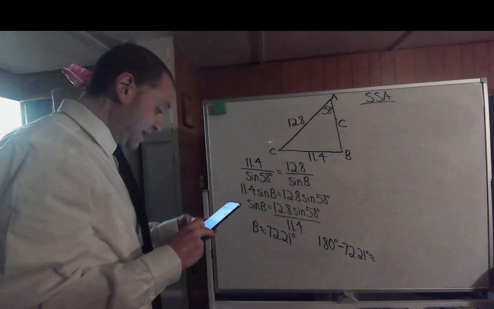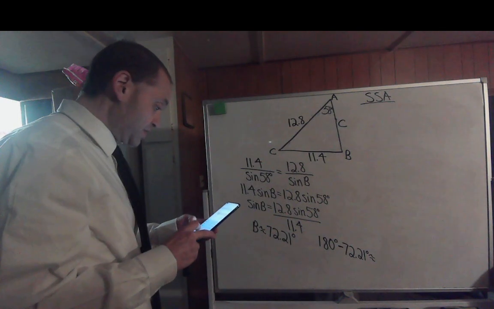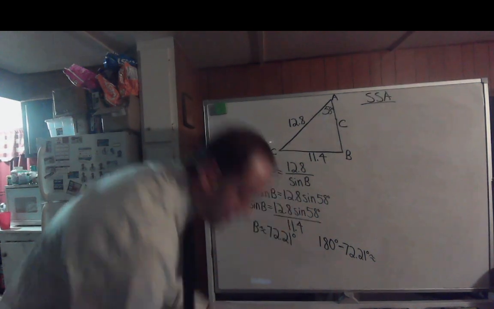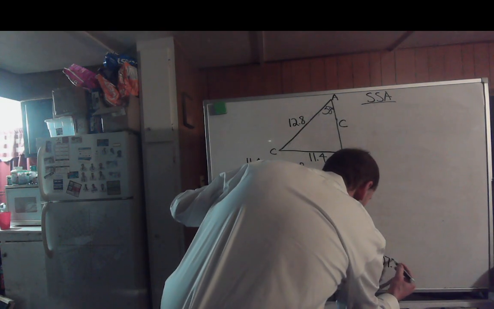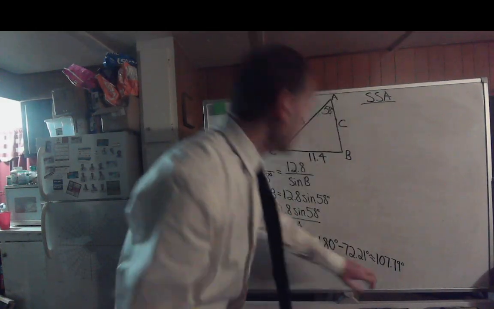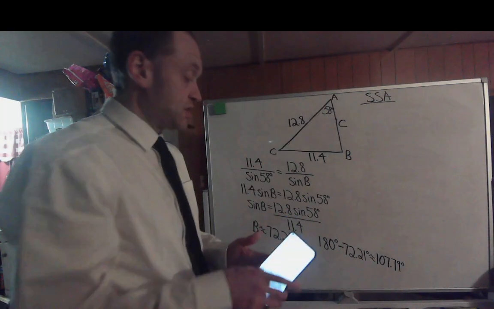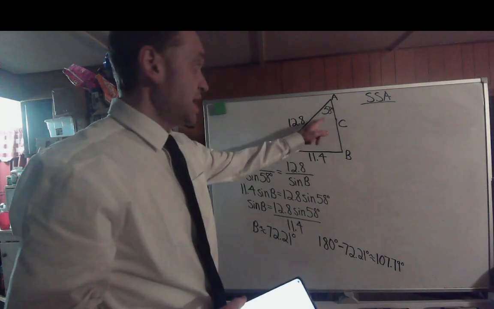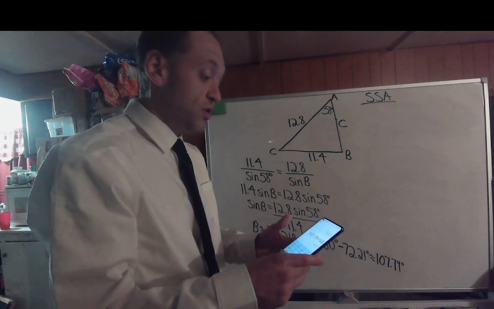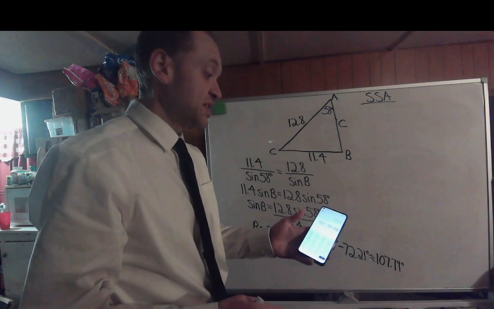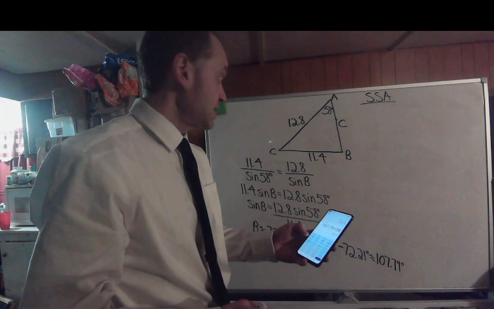So 180 minus 72.21 gives you approximately 107.79 degrees. Alright, so we have identified a possible second angle. Well, let's add 58 to that, because we don't want to exceed 180 with adding the 58, and we don't. We get approximately 165.79 degrees.